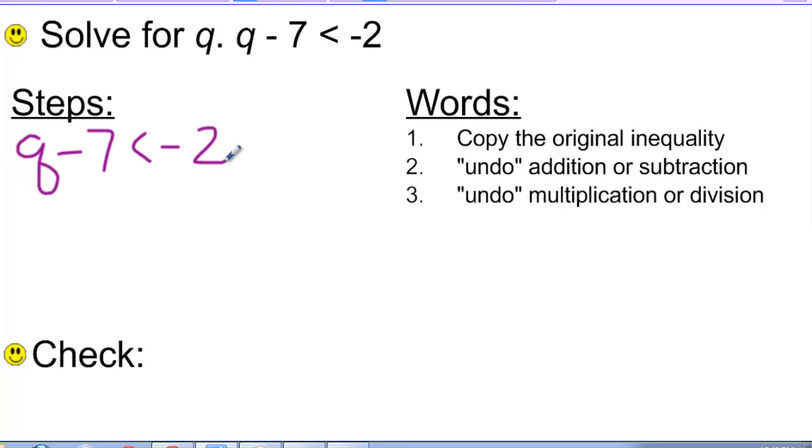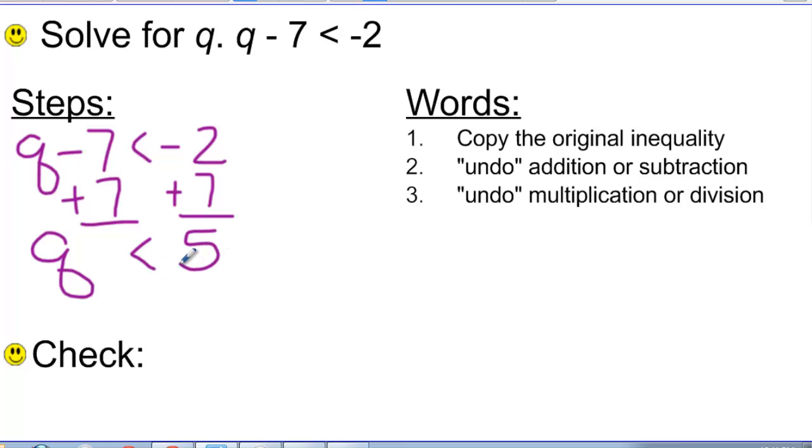So I am now going to solve this just like I would an equation. I need to isolate my variable, and I'm going to do that by using the inverse operation. So I was subtracting, now I'm going to add 7 to both sides of my inequality, and I get Q, and I'm keeping the same inequality symbol, so is less than, -2 plus 7 is 5. So what this means is that any number that I pick and put in for Q that is less than 5 will make my original inequality true.